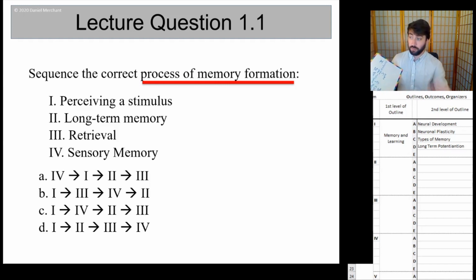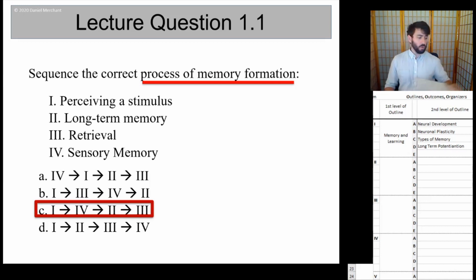Now I just have to go through these answer choices and say, okay, C, right? C follows this chain that I just drew out: 1, 4, 2, 3. There you go, 1, 4, 2, 3. And sure enough, that was the correct answer, right? Great, not so bad.